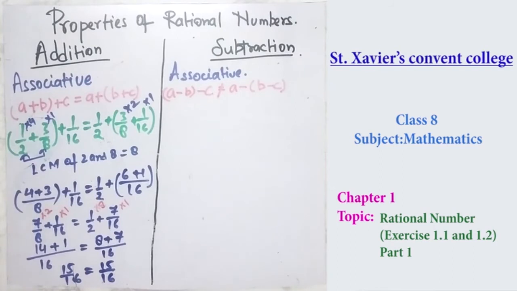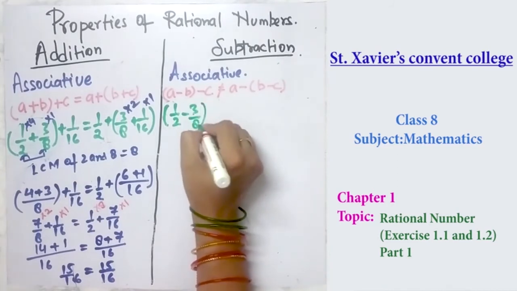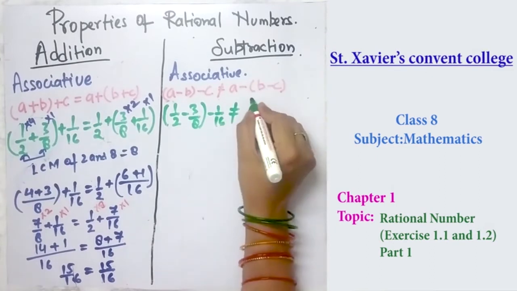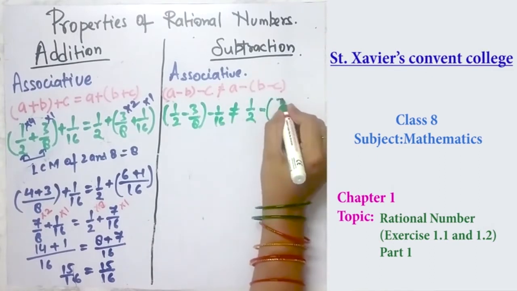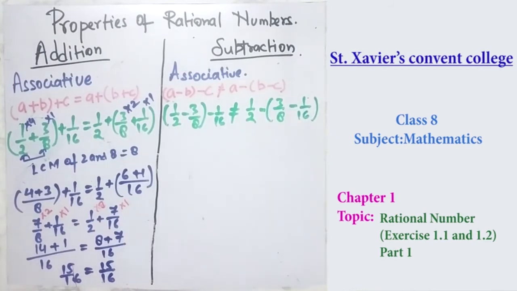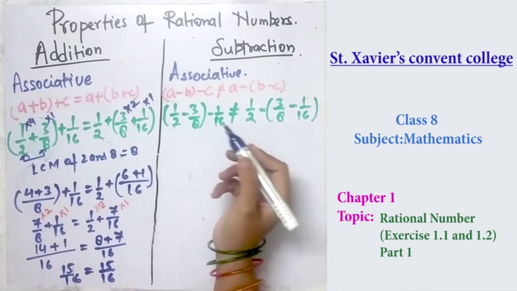Now the same example we will take to show that the subtraction property does not hold in the associative one. Now again we take the same example, 1 upon 2 minus 3 upon 8 minus 1 upon 16 is not equal to 1 upon 2 minus 3 upon 8 minus 1 upon 16. This is for the subtraction. Again we will solve the bracket, as we have already known, the bracket should be solved first under the BODMAS rule. So we will take the LCM of 2 and 8, and again it will come 8.